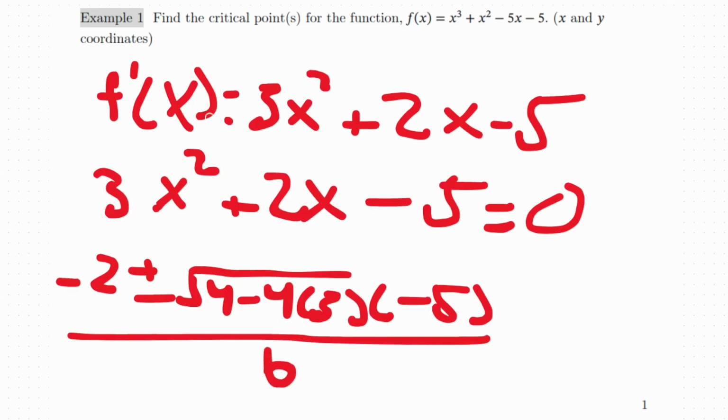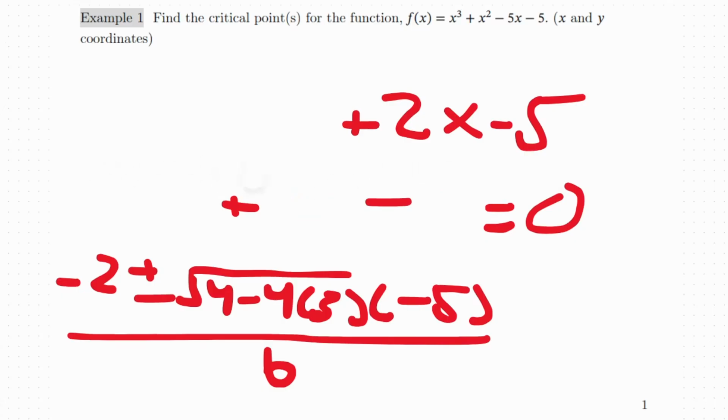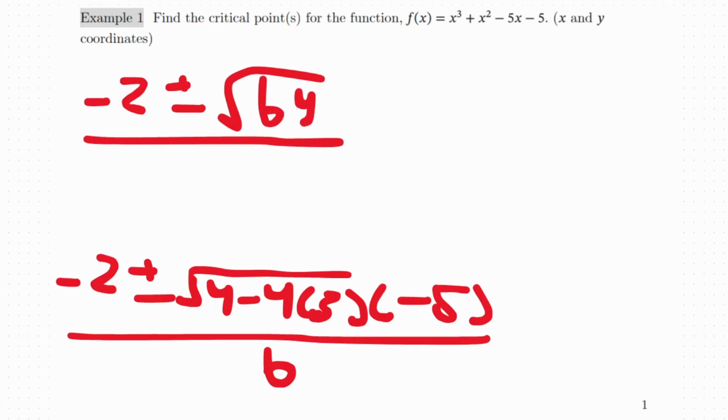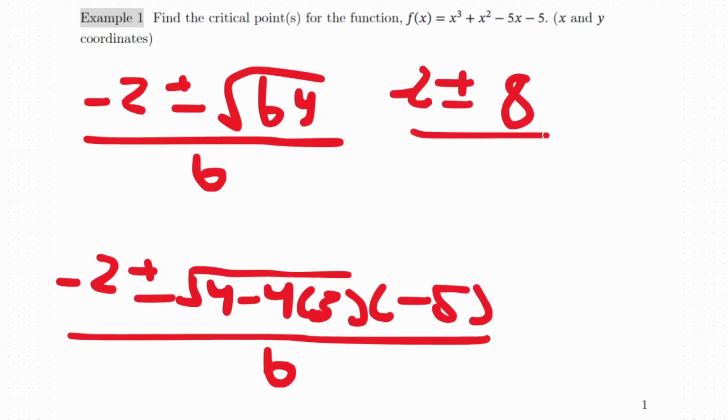So essentially, first derivative equals 0. That's all critical points are. But we're going to continue to solve this, obviously, to find the critical points. So next, we're just going to simplify that inside right there. So negative 2 plus minus 4 minus, in this case, it would be plus 60. So 64. Negative 2 plus minus radical 64 over 6. So essentially, it's just going to be negative 2 plus minus 8 over 6.